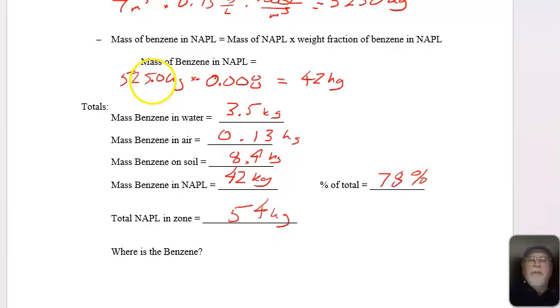So the answer to where is the benzene? Well, it's all over in these different phases, but a big part of it is the NAPL. So we need to get rid of that. We need to get that out of our source area to clean up the site. All right, so we've quantified our NAPL here. The next thing I'll do is walk you through real quick a homework assignment where we repeat this.